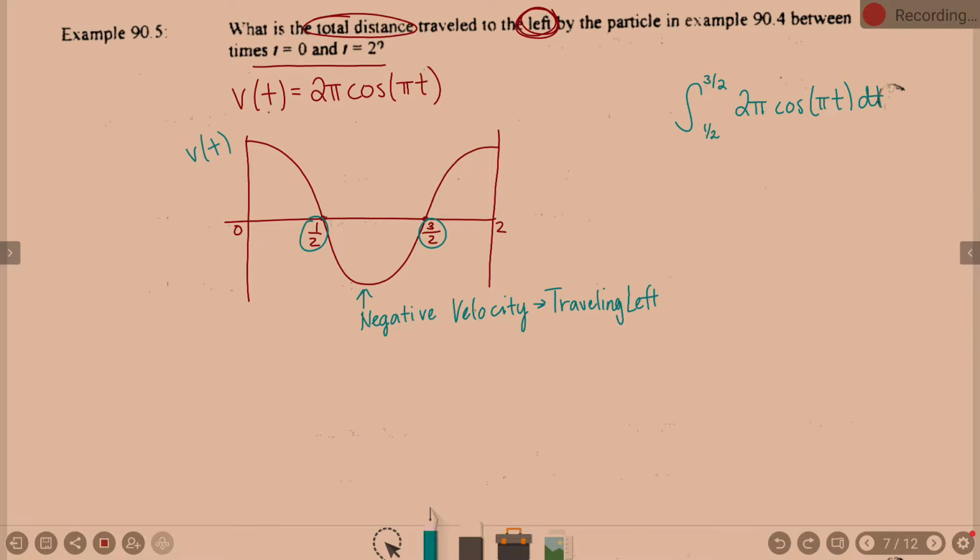Can I pull the 2 pi out this time? Yeah. Okay, this time I'm okay, right? This time I'm not leading you astray. Hey, when I make mistakes, I lead you guys astray. So 2 pi, I'm not even going to worry about that.